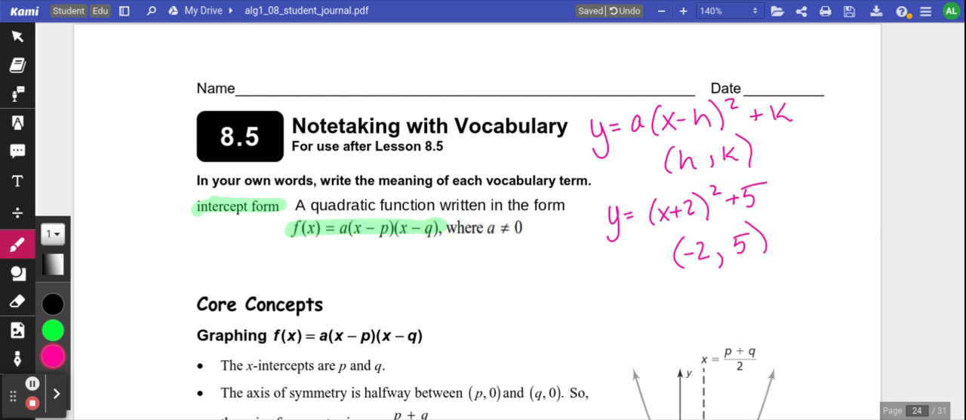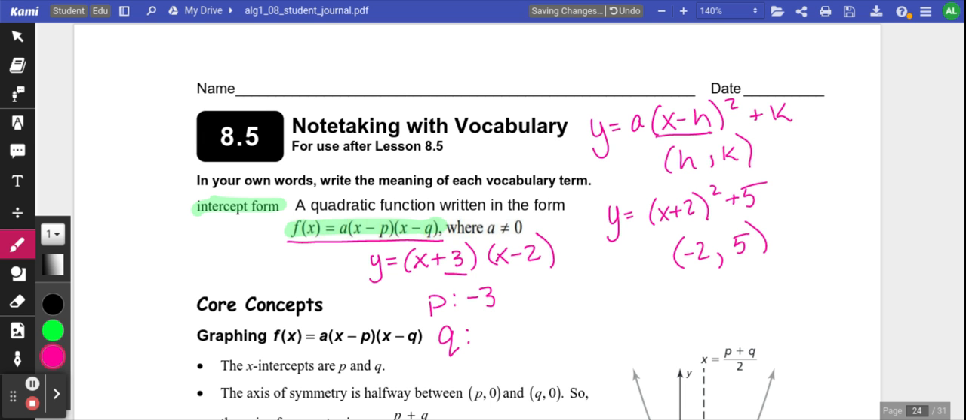It's just the same with intercept form, because I talk about p and q and what you need to do with those values. Don't forget, this is the same as that x minus h. If I gave you y equals x plus 3 and x minus 2, and you want to know what p and q are, you've got to switch those signs. So plus 3 switches to negative 3, and q, negative 2, switches to positive 2.